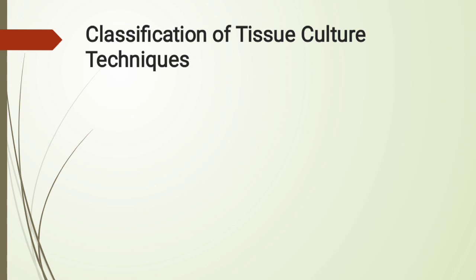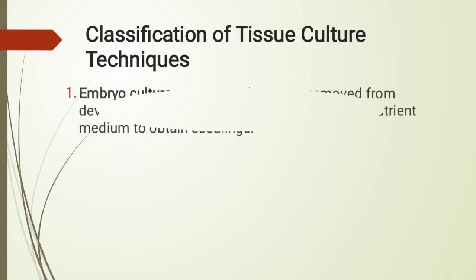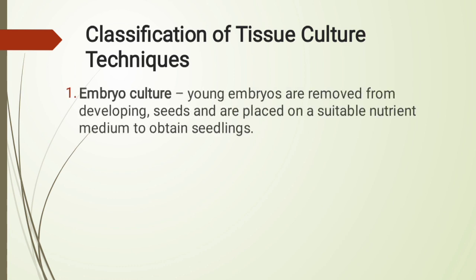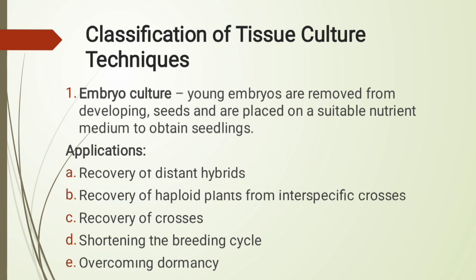Next is the classification of tissue culture techniques. One is embryo culture. In embryo culture, young embryos are removed from the developing seeds and are placed on a suitable nutrient medium to obtain seedlings. The applications of embryo culture are recovery of distant hybrids, recovery of haploid plants from interspecific crosses, shortening the breeding cycle, and overcoming dormancy.